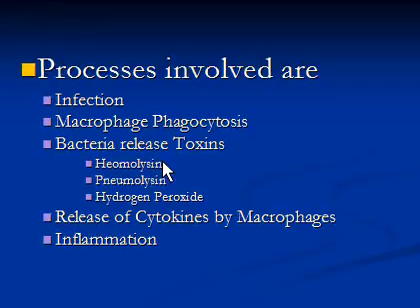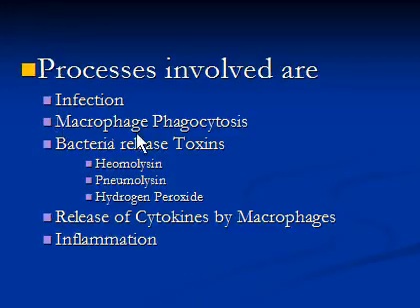Hemolysin is a toxin that is produced and released by some bacteria including Streptococcus pneumoniae, which damages red blood cells in order to release hemoglobin from them, which is used by bacteria as nutrient, as food. Pneumolysin is another toxin that creates holes in host cells, again to release their contents, which again is used by bacteria as food. Hydrogen peroxide is another toxin that is released by Streptococcus pneumoniae that damages the surrounding tissue.